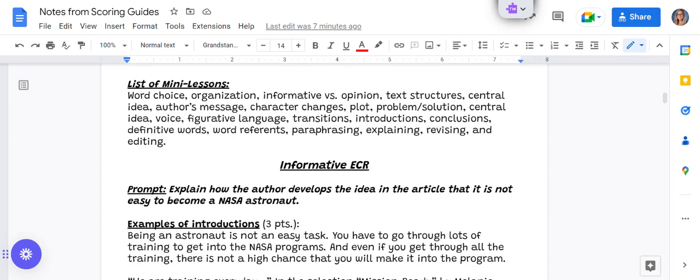This is kind of my own notes of what I think I need to teach my students based on this: word choice, informative versus opinion, text structure, central idea, author's message, character changes, plot, problem solution, central idea, voice, figurative language, revising, all the things, word reference.